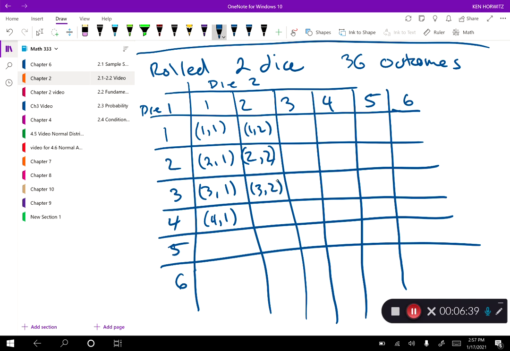So this is just an organizer. It's just a way to organize your sample space so then you can do some things within it. Why don't you pause the video now and try to run out the string on your sample space, write in the rest of these, and when you get back, we're going to move forward.